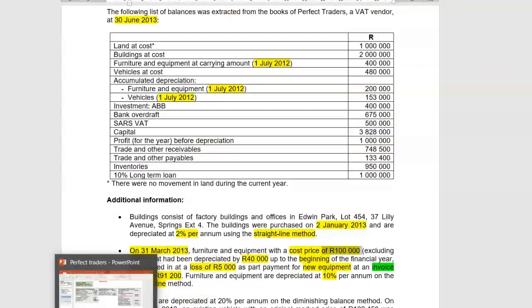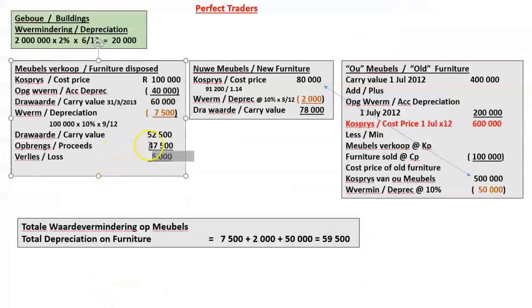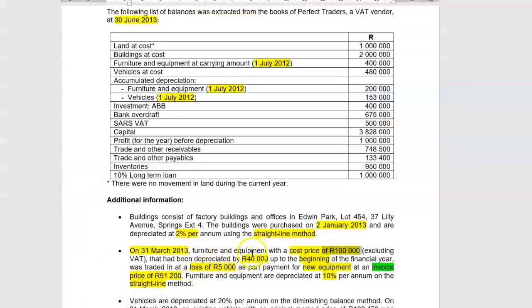So therefore, we can work out what the proceeds were, 47,500. Now, why do we need the proceeds? Because we are not required to do the asset disposal account or the income statement, whatever. But what they tell us is that specific furniture and equipment was basically traded in.